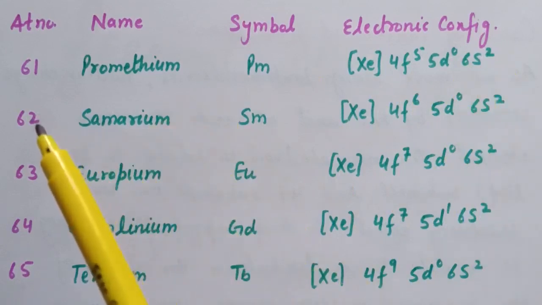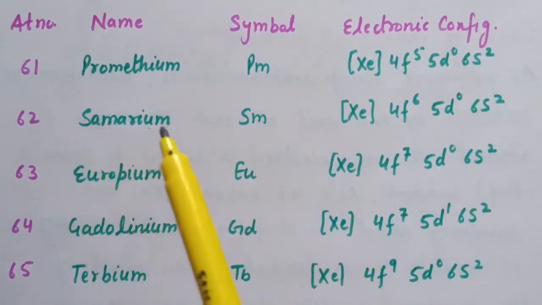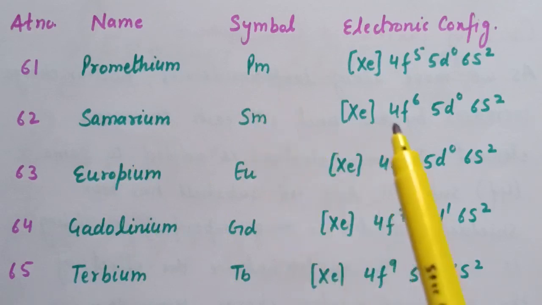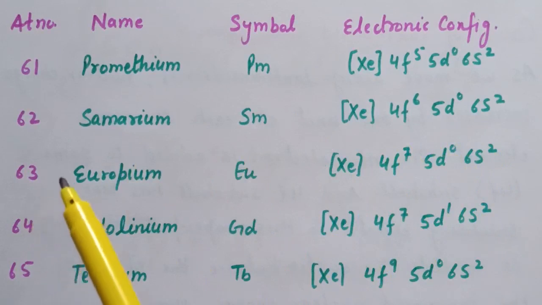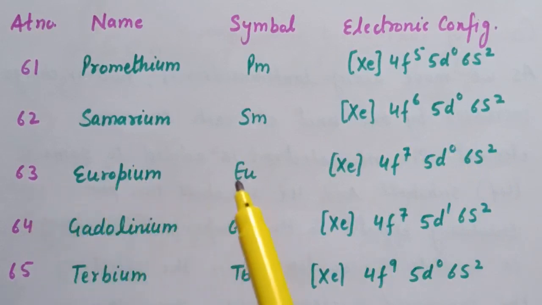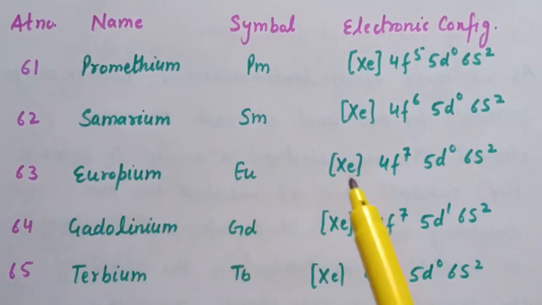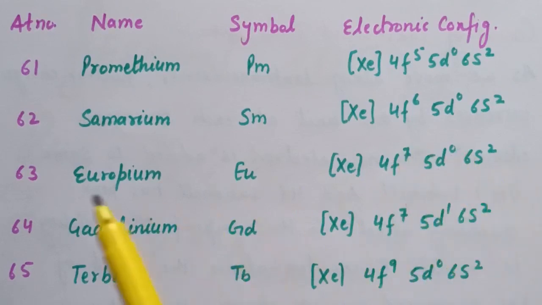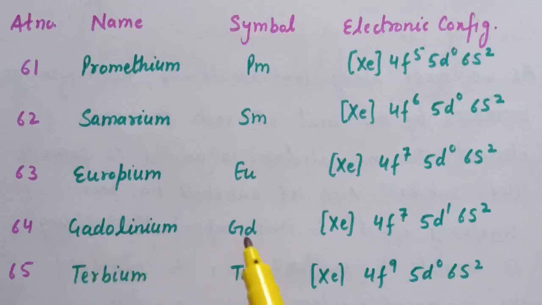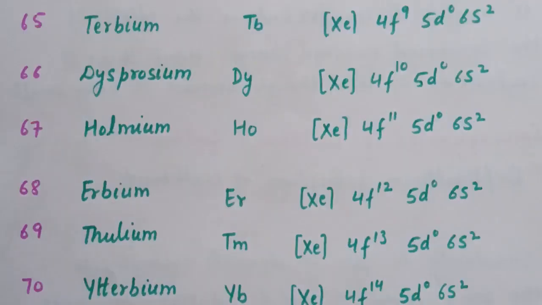Next is 62. The name is samarium and the symbol is Sm, and this is the electronic configuration for atomic number 62. Now 63 is europium, the symbol is Eu, and the electronic configuration is xenon 4f7 5d0 6s2. 64 atomic number is gadolinium, the symbol is Gd, and the electronic configuration is xenon 4f7 5d1 6s2.